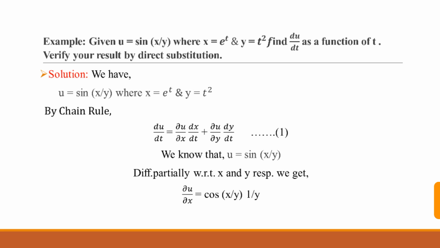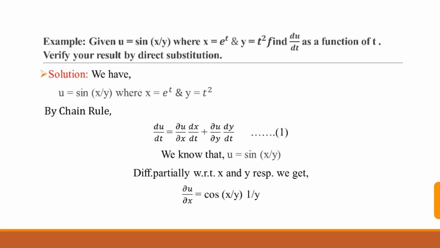Next, see the example. Given u is equal to sin of x upon y, where x is equal to e raised to t and y is equal to t square. Find du by dt as a function of t and verify your result by direct substitution.